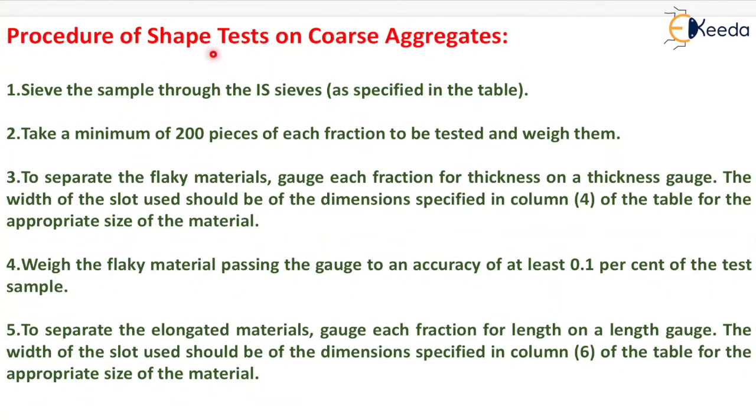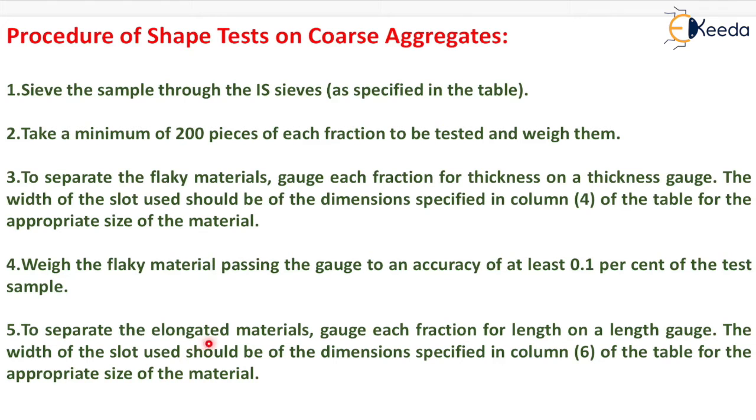Now, procedure of shape test on coarse aggregates. The first step is to sieve the sample through IS sieves. Take a minimum of 200 pieces of each fraction to be tested and weigh them. To separate the flaky material, gauge each fraction for thickness on a thickness gauge. The width of the slot used should be of the dimension specified in column 4 of the table for the appropriate size of the material. Weigh the flaky material passing the gauge to an accuracy of at least 0.1% of the test sample.